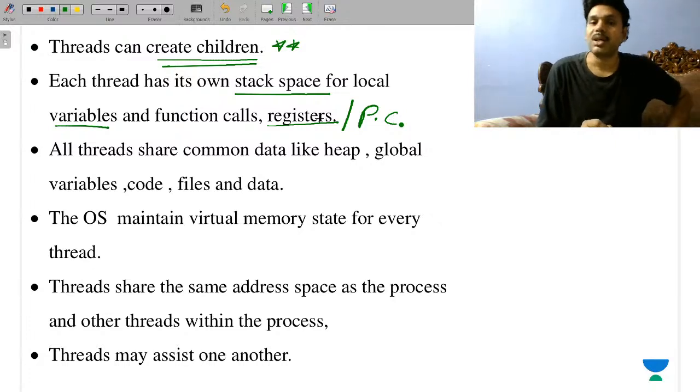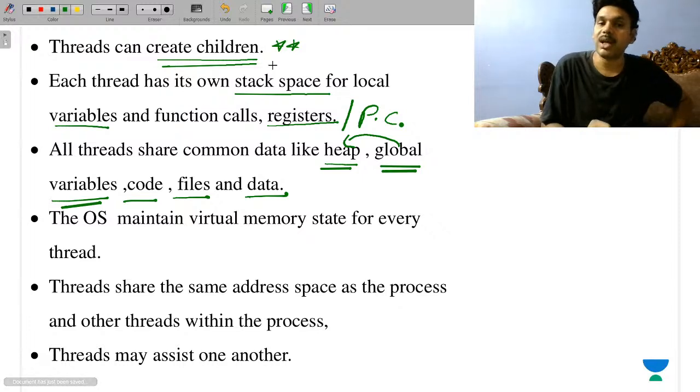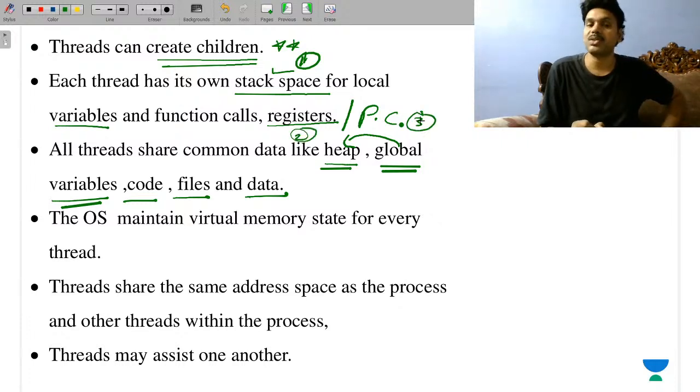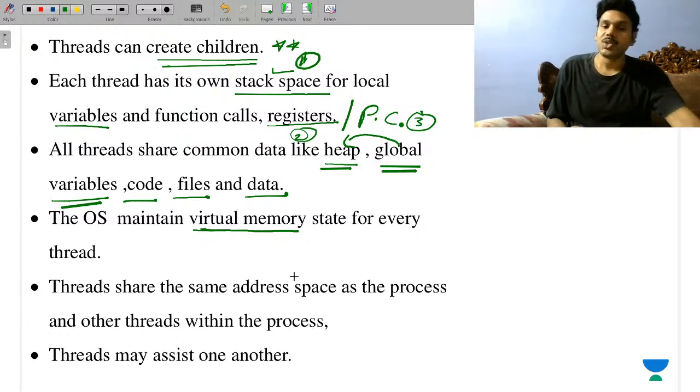But the threads are going to share. What can they share? They can share code, files, data, the heap, and also global variables, because the global variables are kept in the heap only. So these are shared, but each thread has three dedicated important components: stack space, registers and program counter. These are the three important things you are supposed to maintain. Okay, so the OS maintains virtual memory for every thread. Virtual memory, whenever you are calling it, is executed on the concept of on demand.